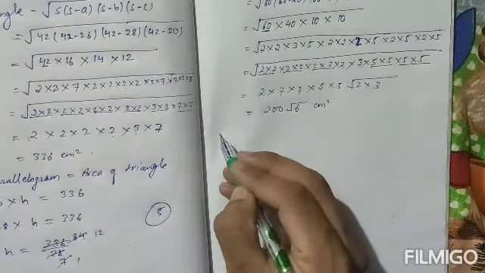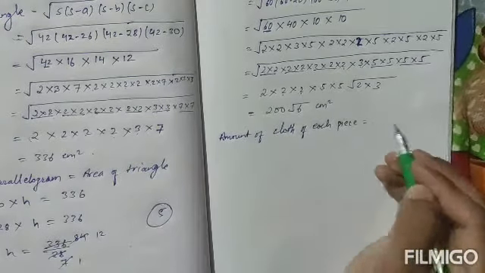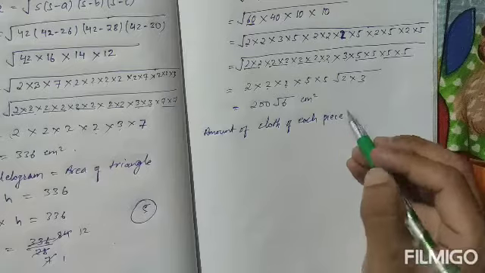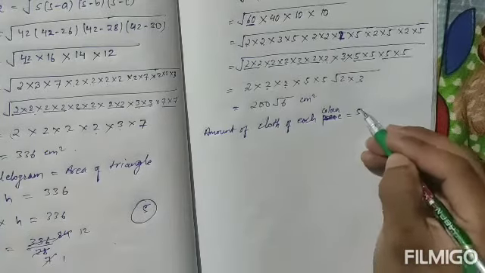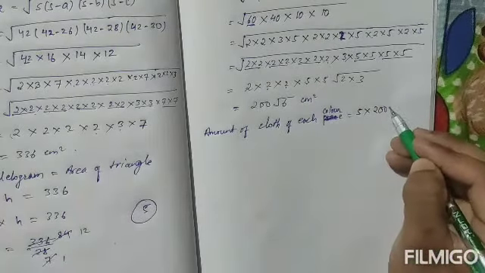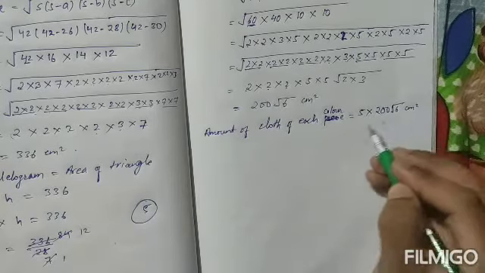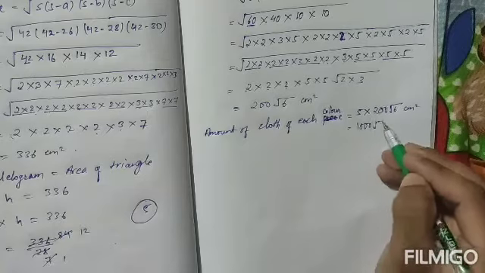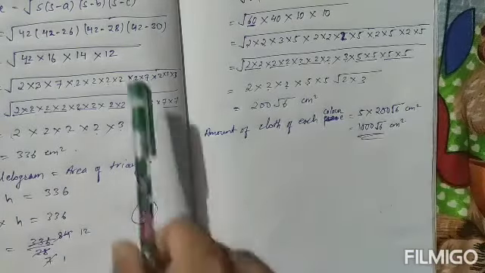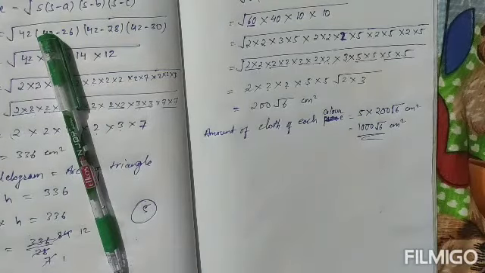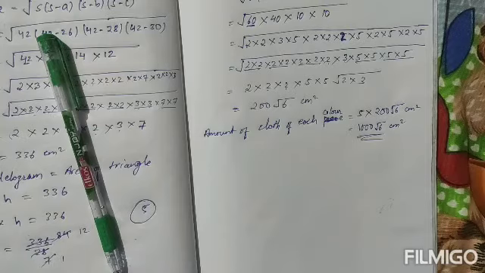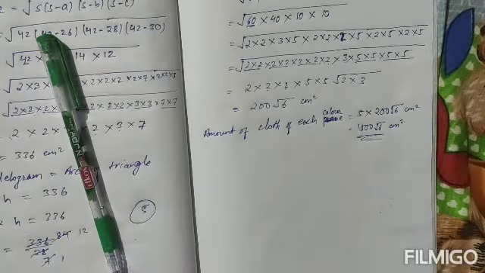So the amount of cloth of each color equals how much? Because we have 5 pieces, we'll multiply with 5, because this one is for only one piece. So 200 into 5, 1000 root 6 centimeter square is the amount of cloth for each color. Why am I multiplying with 5 and not with 10? Because we have 10 pieces, but they are of two different colors. So for one color, we'll have only 5 pieces. That is why we are multiplying with 5 instead of 10.